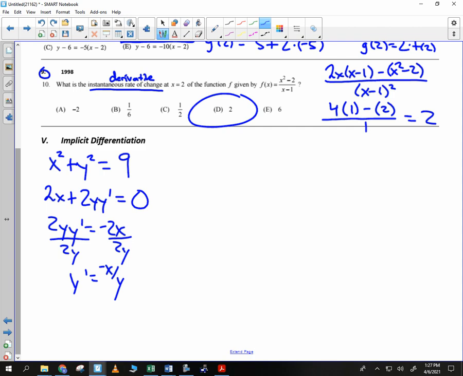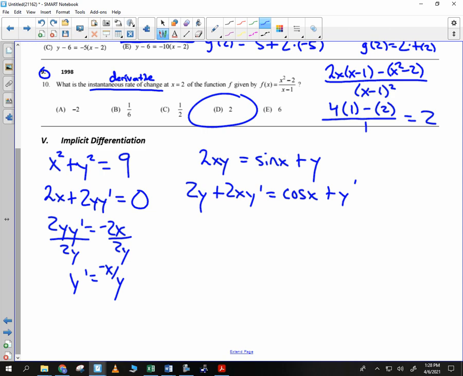Let's try one more. Suppose you had this equation. 2xy is equal to sine of x plus y. In order to find the derivative of 2xy, I need to use the product rule. Derivative of 2x is 2 times y plus 2x times, how do I write the derivative of y? Y prime. Equals the derivative of sine of x plus y. What's the derivative of sine of x? Very good, positive cosine.